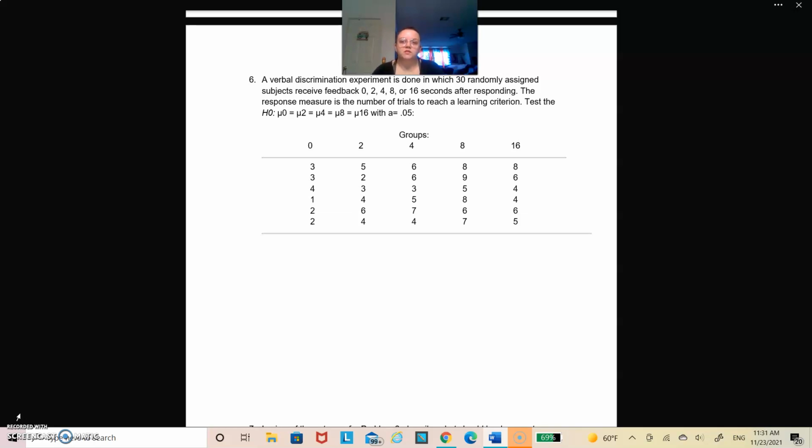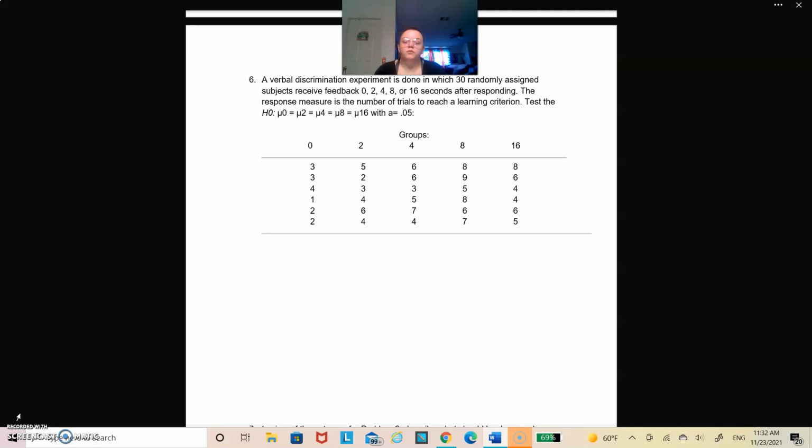So in problem 6, it says a verbal discrimination experiment is done in which 30 randomly assigned subjects receive feedback of 0, 2, 4, 8, or 16 seconds after responding. The response measured is the number of trials to reach a learning criterion. It then tells us to test this null hypothesis in which mu0 is equal to mu2, which is equal to mu4, so on and so forth, with an alpha of 0.05.